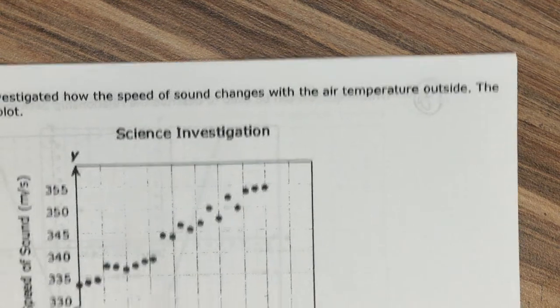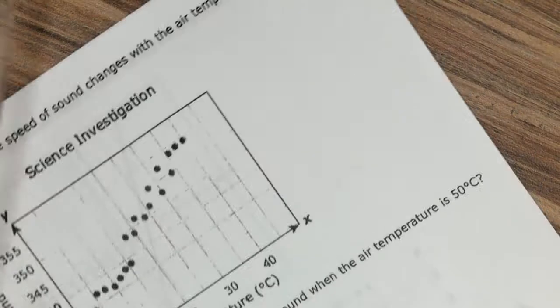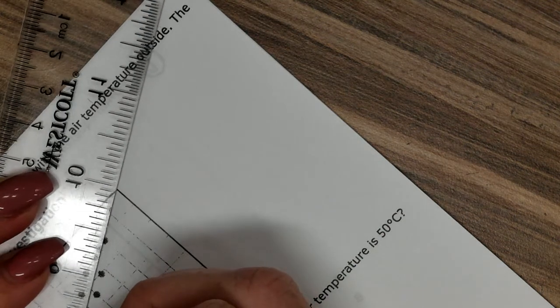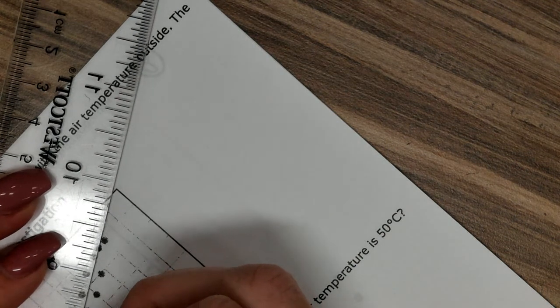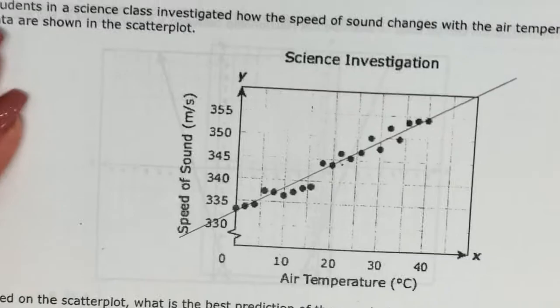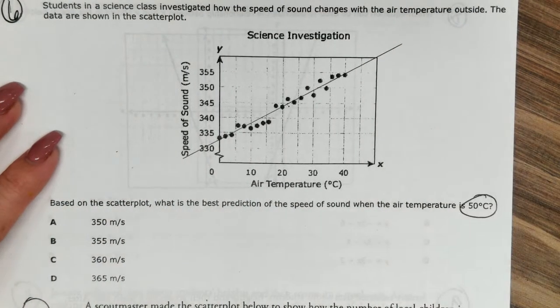I need to draw a trend line. Is this one going to pass through 0? Absolutely not. So I'm just going to put my pencil in the middle. If I want to draw my guidelines, I can. And again, if I don't like the trend line I draw, I start over. That's why I use pencil. It wants me to make a prediction for when the temperature is 50.